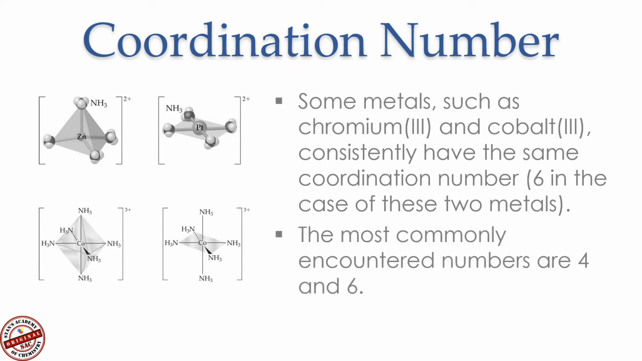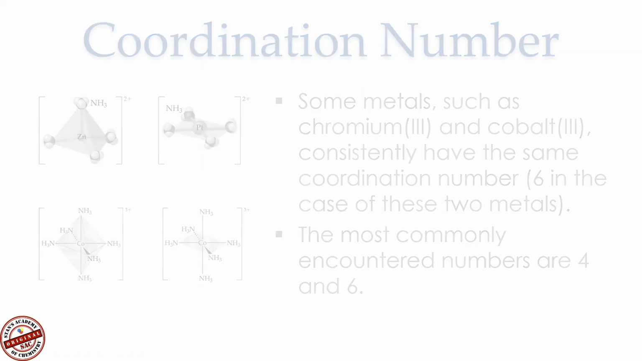The most commonly encountered numbers are 4 and 6. So if the coordination number is 4, the shape has to be either tetrahedral or square planar. And if it's 6, it's going to be octahedral. So that's a generalization that we can make based on the number of bonds that are present in these complexes. Of course, if you only have 2 bonds, then it's going to be linear. It's again very reasonable to make that statement, unless you have lone pairs which are not balanced out.